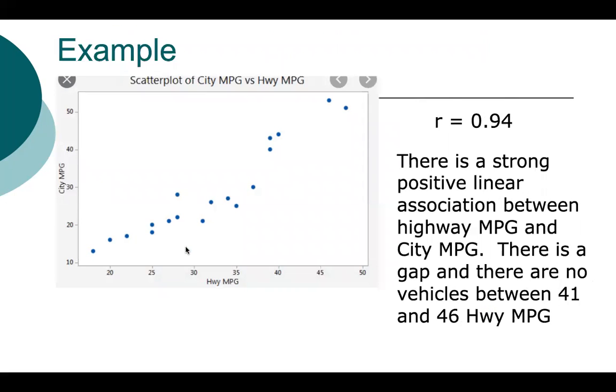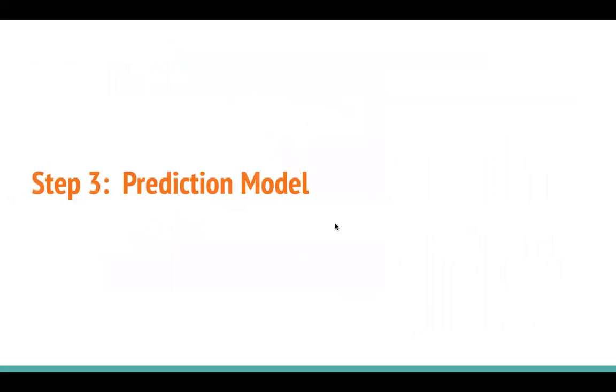Here's one more example, and here I've got there is a strong positive linear association between highway MPG and city MPG. There is a gap between 41 and 46. So again, I've got the direction, an unusual feature, that gap, the form, which is linear, and then the strength, which I said strong.